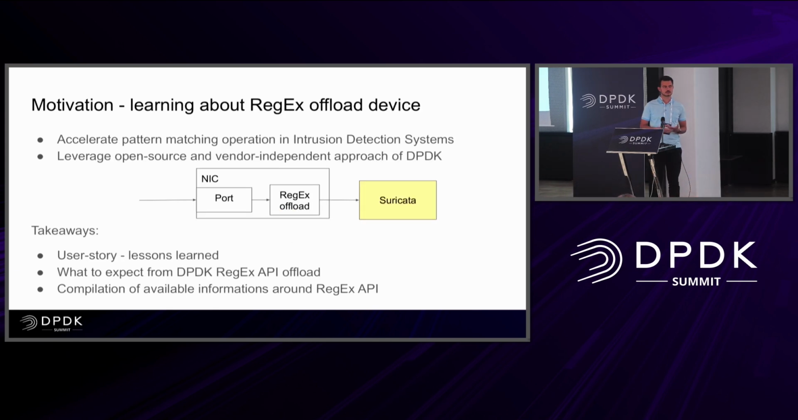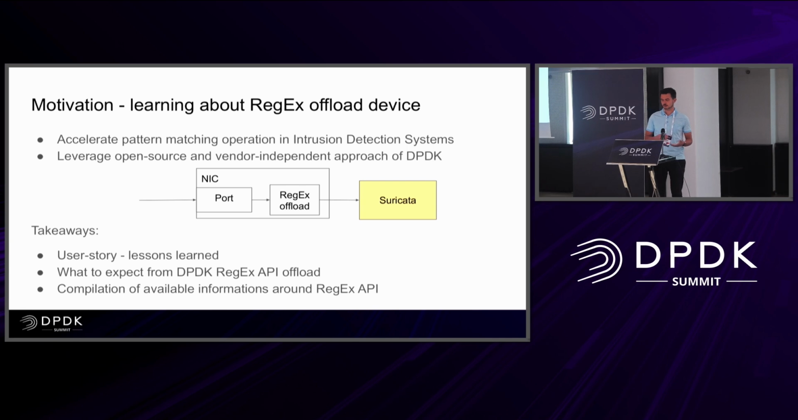So when I learned that DPDK offers a Regex offload device, I was very enthusiastic, and initially I honestly thought it could be a pipeline where packets would go from the port through the Regex offload and into Suricata with some extra metadata. What I was also enthusiastic about is that DPDK is of course an open source and vendor independent API, so it could be ported to any NIC.